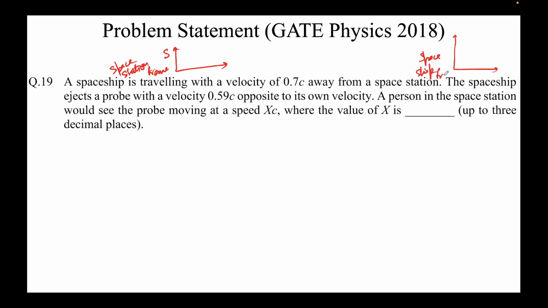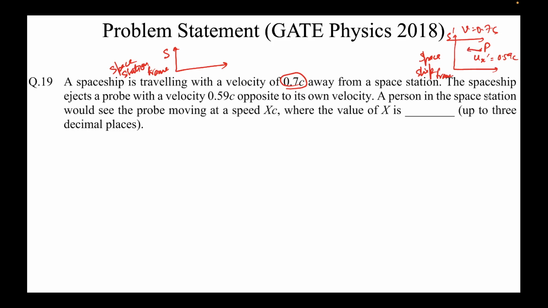So the spaceship will move around in space and we'll assume it's moving with a velocity of 0.7 c, given from the space station, so it's moving in this direction. The spaceship ejects a probe, like for some experimental measurements. This is the spaceship and it ejects a probe with a velocity of 0.59 c. The probe is ejected in this direction. I'm calling this probe P and, since we are in the prime frame, its velocity is 0.59 c, opposite to the spaceship's velocity. That's why the direction is this way.